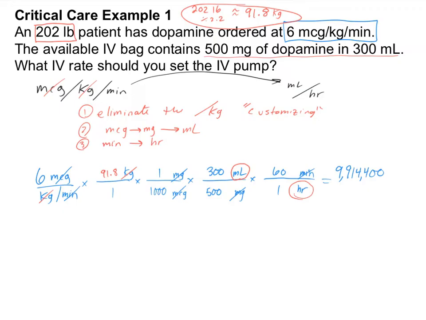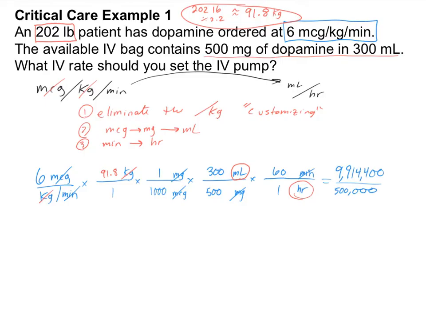And now I'm going to multiply all of the denominators. So 1 times 1,000 times 500 will be 500,000. That is something that I like to do, especially when we get to titration. This will make a little bit more sense of why we're doing that.